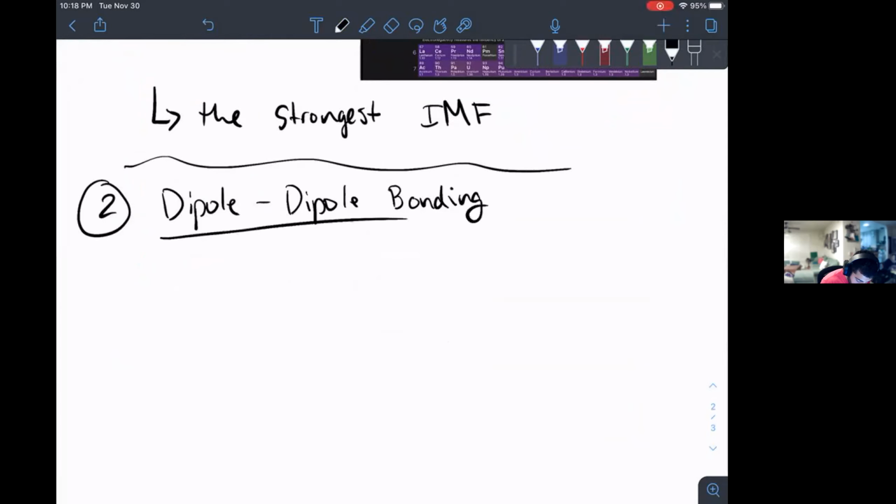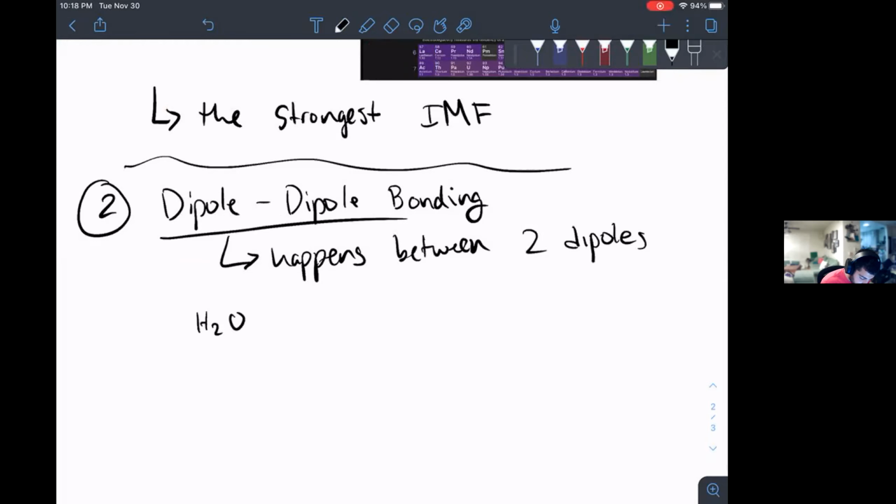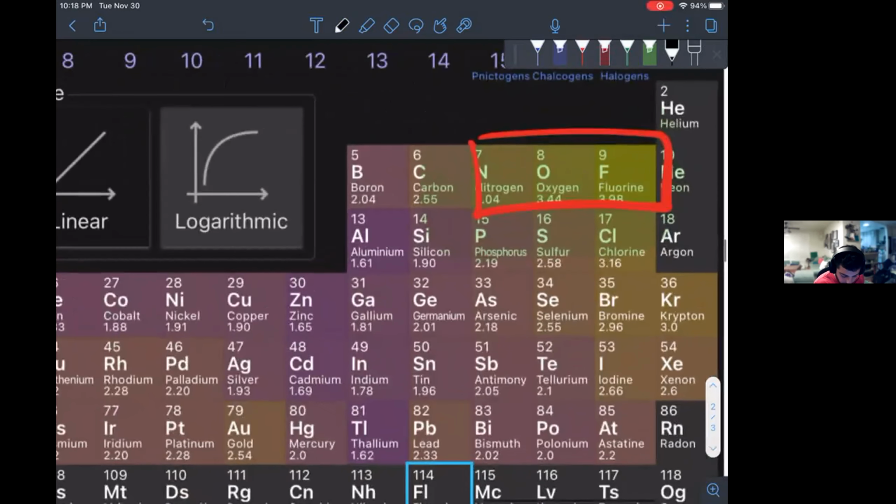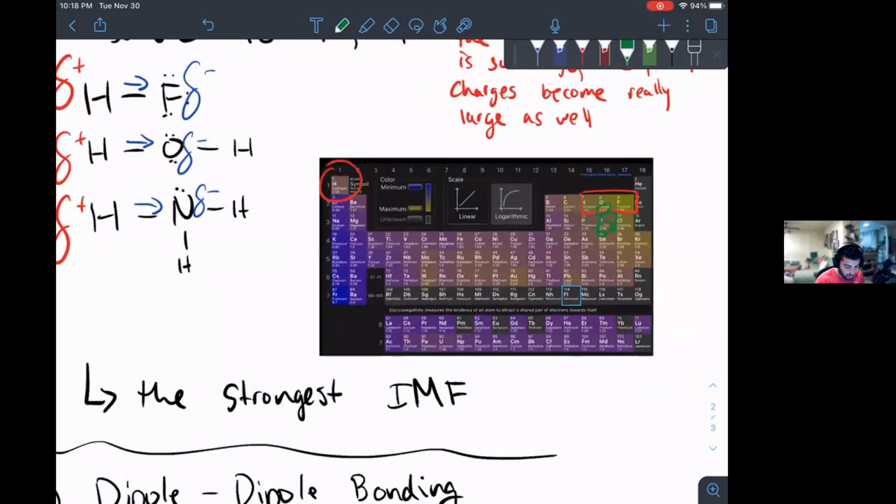And you guessed it, this happens between two dipoles. So if we look at H2S, oh, I wrote H2O, my bad, H2S. It's the same structure as H2O, except now we have sulfur, which has a considerably smaller electronegativity at 2.58 compared to oxygen's.